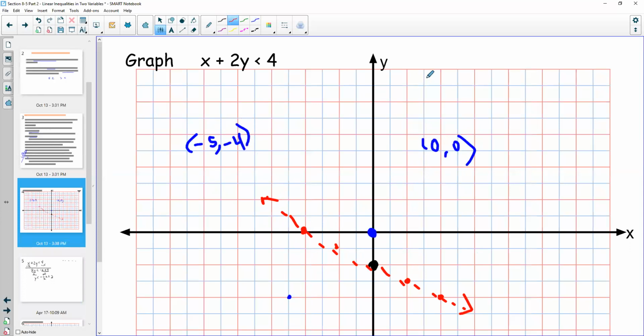Okay, so you're going to fill it in for the equation. So x is negative 5, plus 2 times negative 4, less than 4. Negative 5 minus 8, less than 4. Negative 13 less than 4, yes.